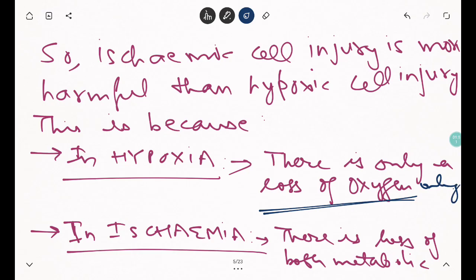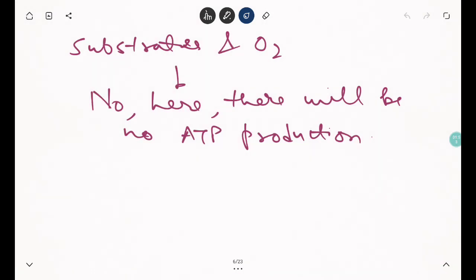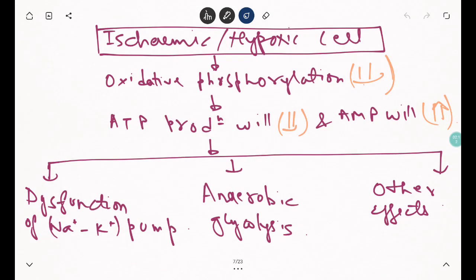But in ischemia there is loss of both metabolic substrate and oxygen, so there will be no ATP production. Since in ischemia there is a loss of blood supply, and through blood various substrates are transferred which help in the production of ATP, the loss of substrate will be there and loss of oxygen will be there.